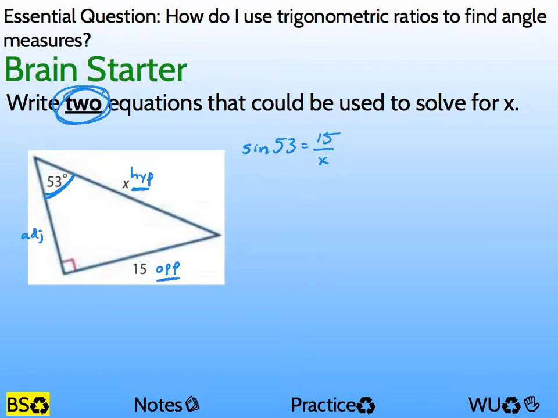But since it asked for two equations, what other trigonometric ratio uses both opposite and hypotenuse? Well, that's the reciprocal of sine, which is cosecant. So cosecant of 53 equals the hypotenuse over the opposite, or x over 15. You could use either of these two equations to solve for x, but I'm not going to.